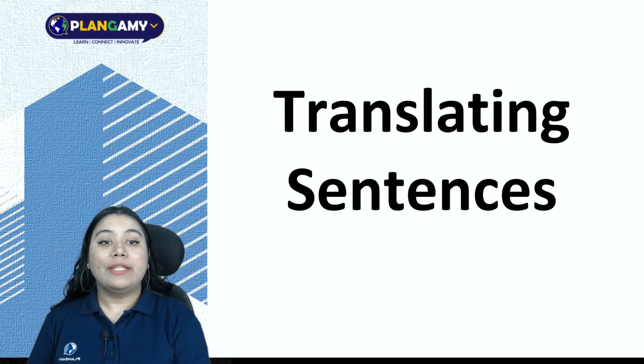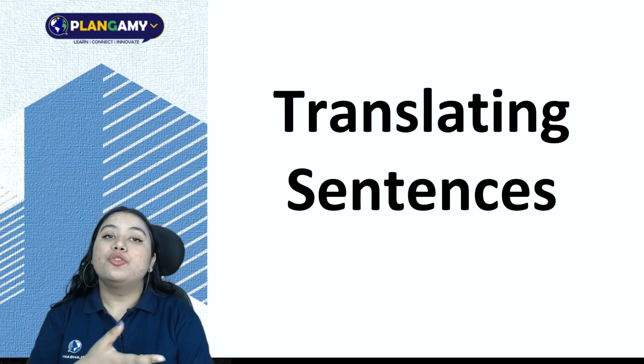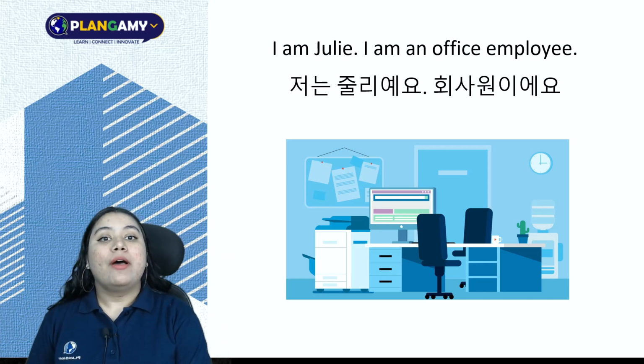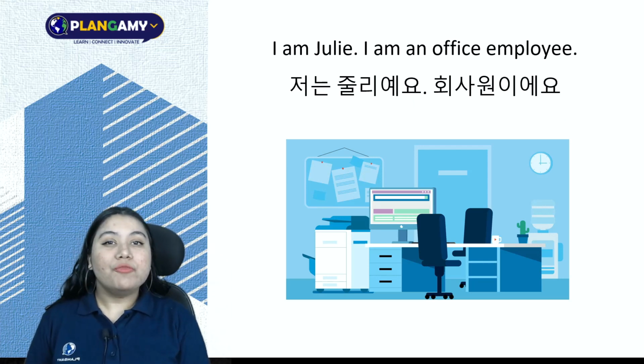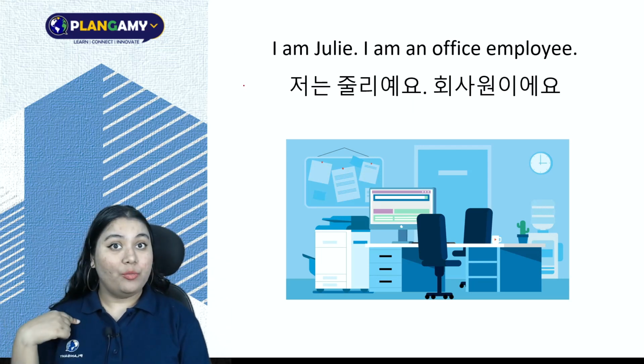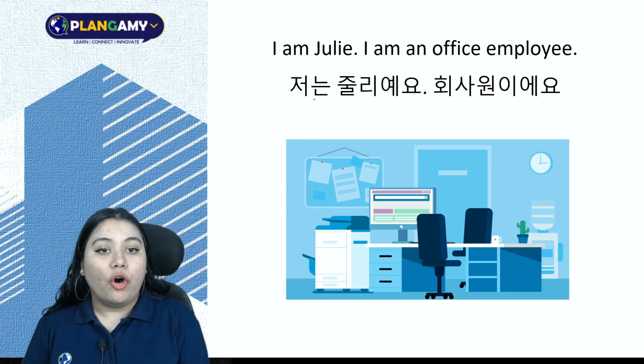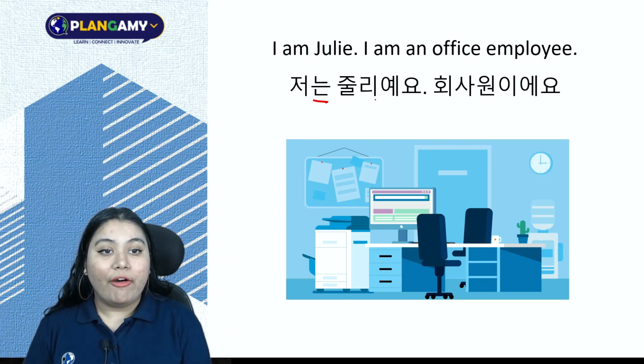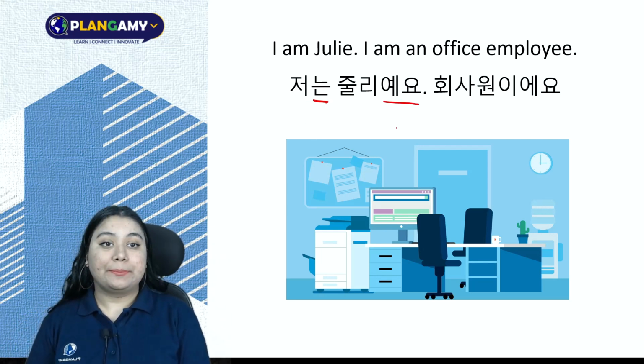Okay. Now next we are going to try and translate sentences from English to 한국어. Let's see. I am Julie. I am an office employee. I am Julie. Am, we use 이에요. So I would be 저. Then I'll add the topic marker. So 저는 줄리예요. I am Julie.